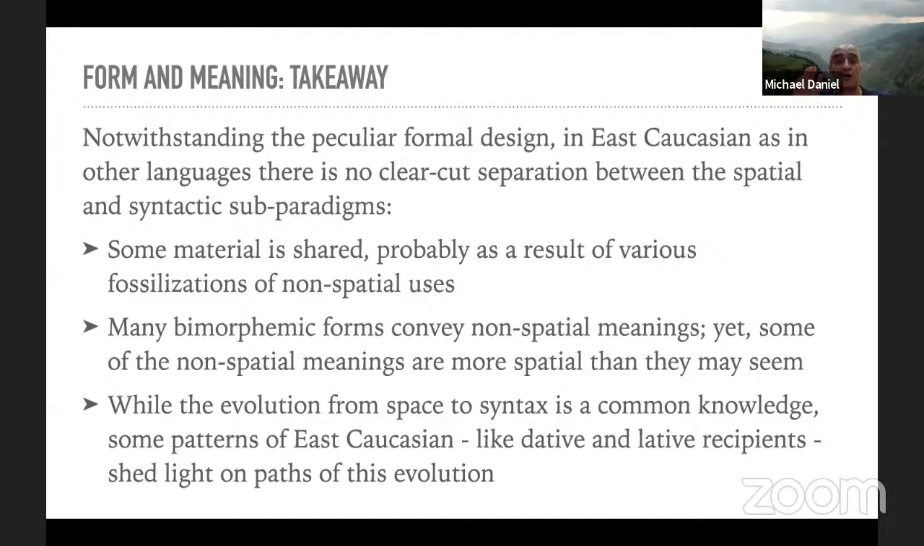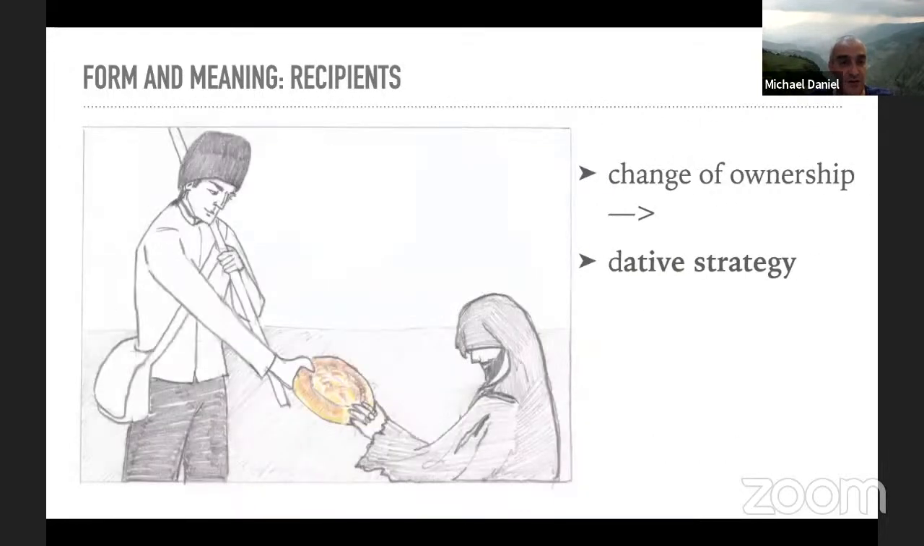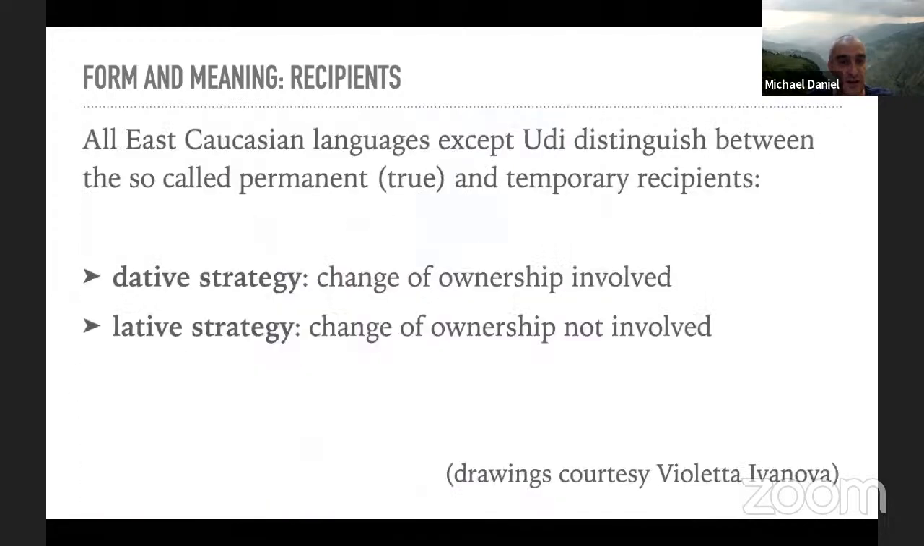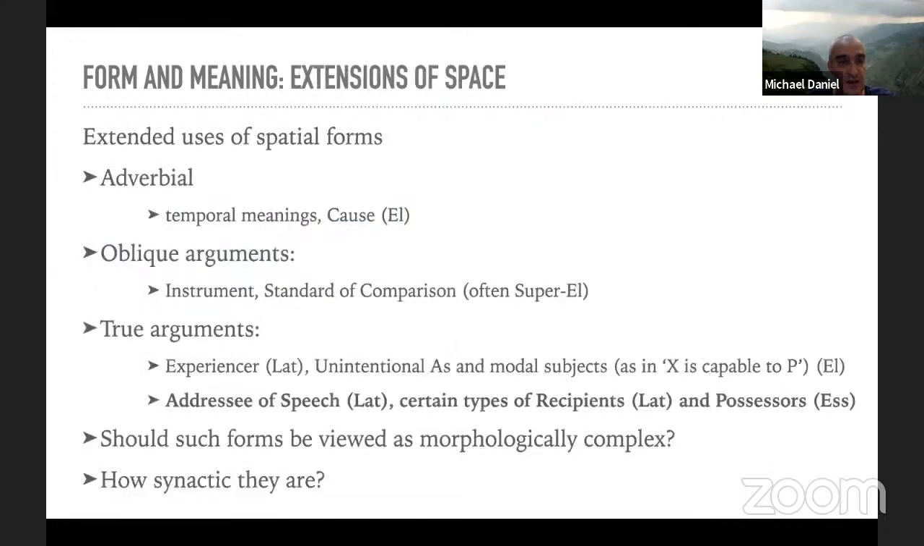I'm not trying to argue that all uses of spatial forms listed here, let me go back just for a second to this list, yeah, here, that all of these meanings are spatial. For instance, I would not probably argue that experiencers semantically keep their spatiality in the function. Unintentional agents, but at least for some of these forms, I would argue that they are much more spatial than they might seem.